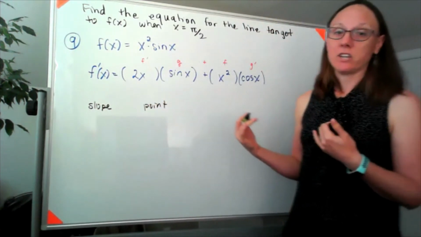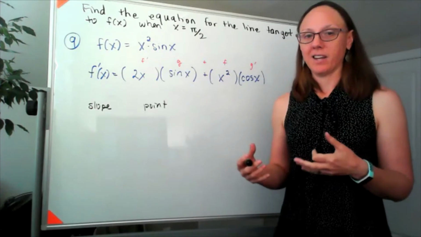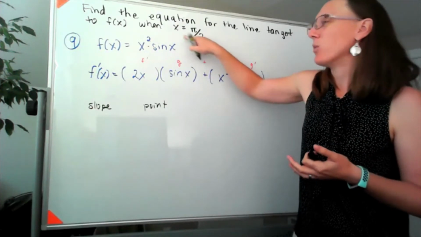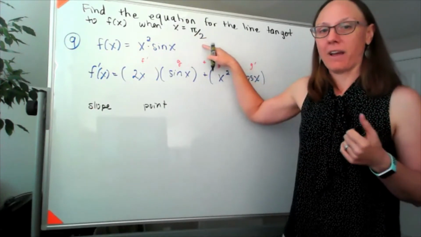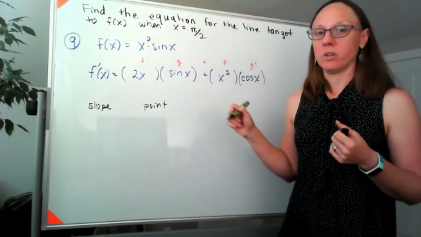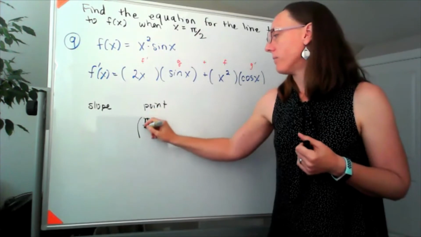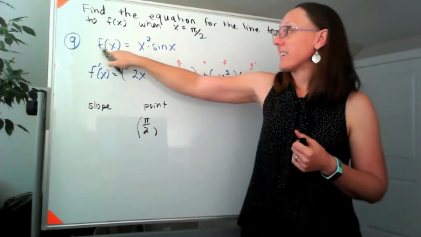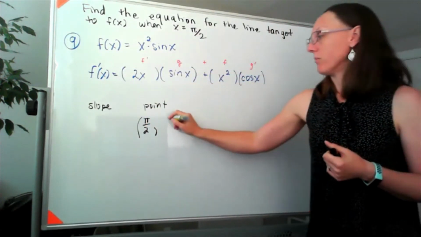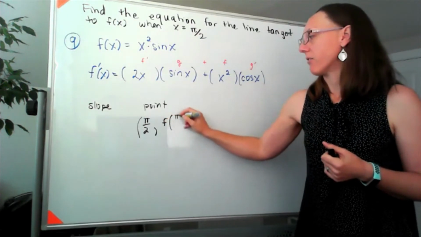Well, in the original question, I was given half of a point. And the reason I say that is I was only given the x value, not the y value at pi over 2. So to turn that into a point, I need to know what is f of pi over 2. And for now, I'll just write that as f of pi over 2.